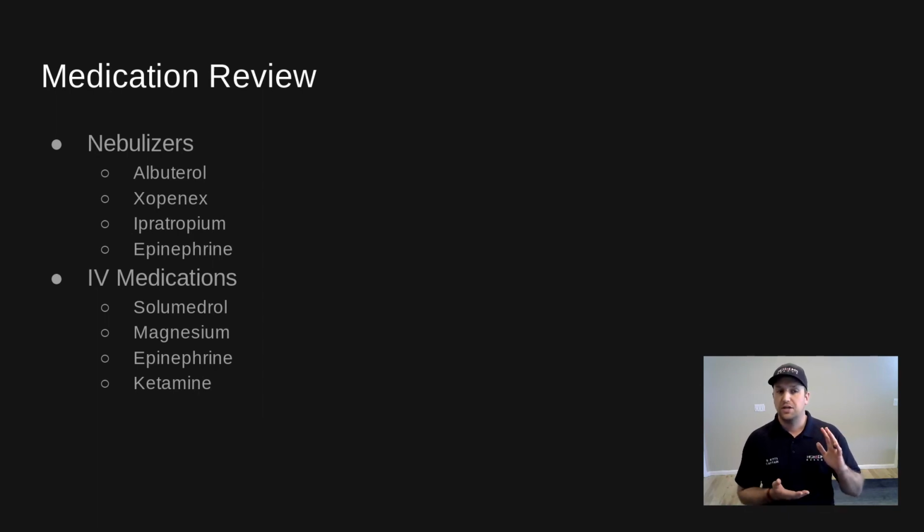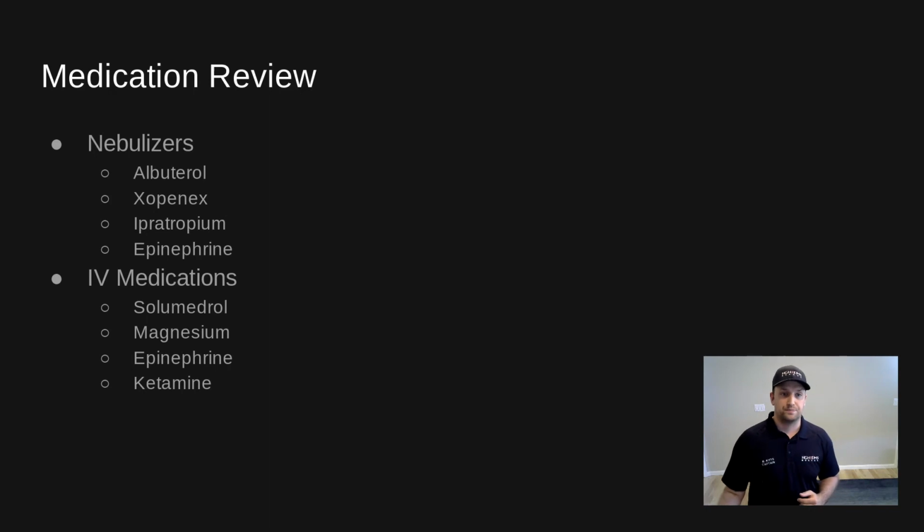For nebulized medications, we have albuterol, Xopenex, ipratropium, and epinephrine. For the purposes of this presentation, I want you to think about albuterol and Xopenex as the same thing. They're solely bronchodilators. They both work amazing. The time that I use Xopenex over albuterol is when the person is prescribed albuterol, they've been taking their inhaler or maybe even an at-home nebulizer and it hasn't been working.